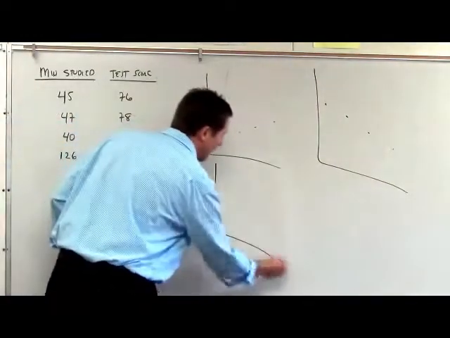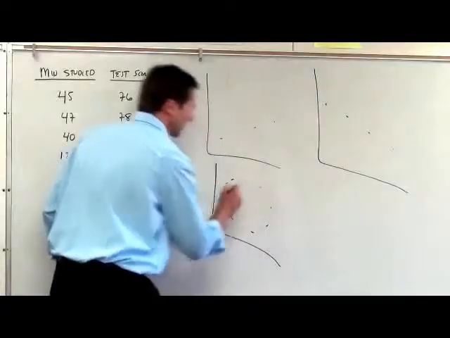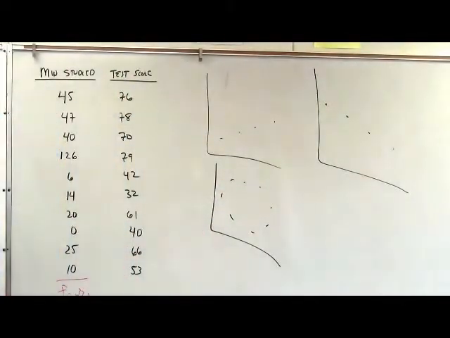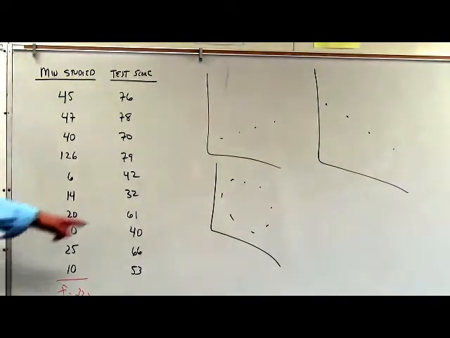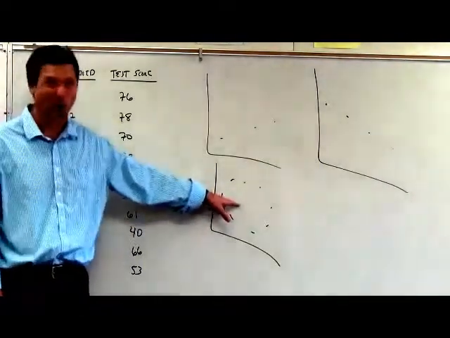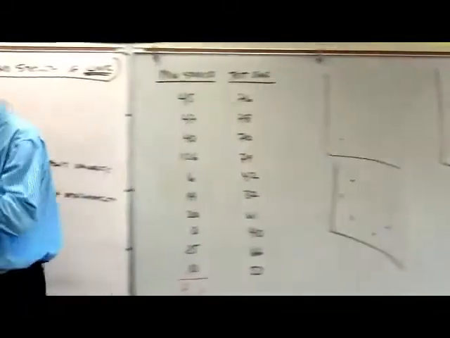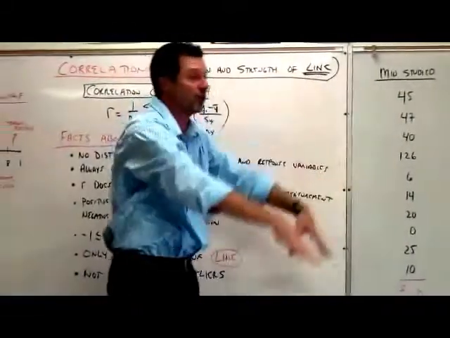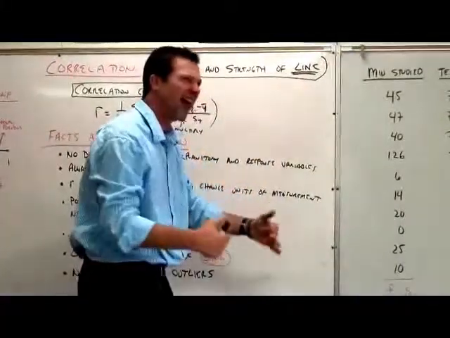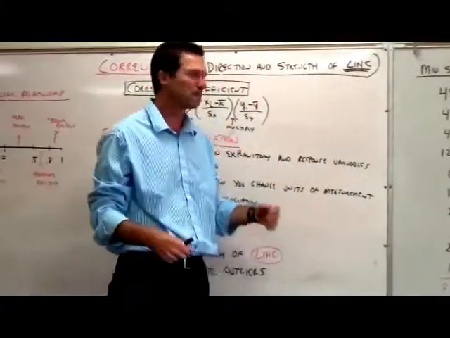Or if I get a graph like this, that's a horrible straight line. That's the worst straight line you can get. But it does have a relationship, it's just a horrible line. That's what correlation is going to tell us. It's going to tell us two things. Does it have a positive association or a negative association? And how well does it fit a straight line?